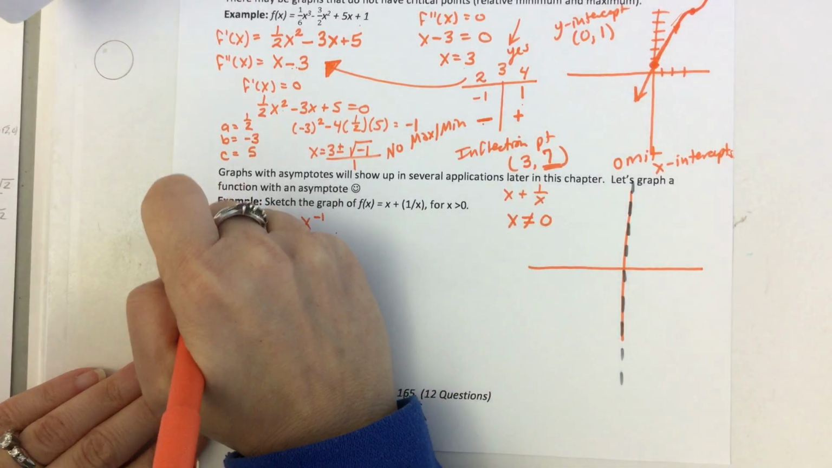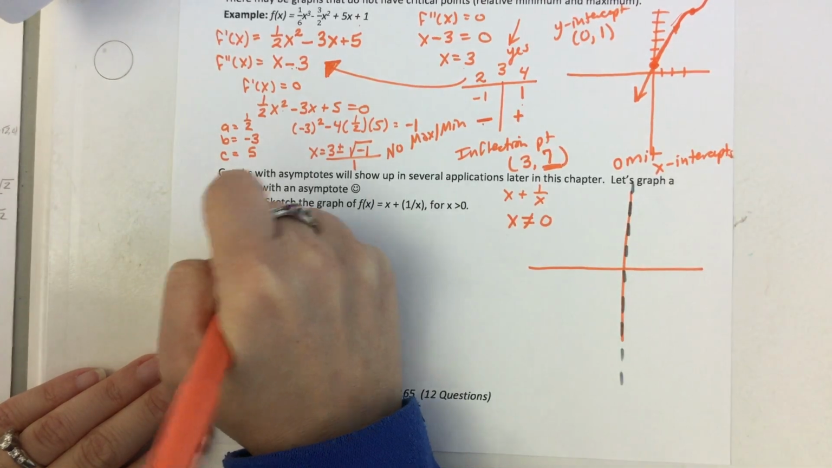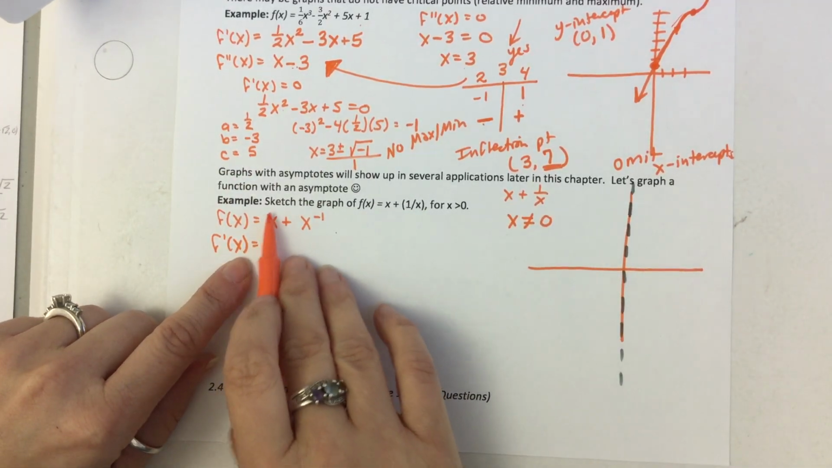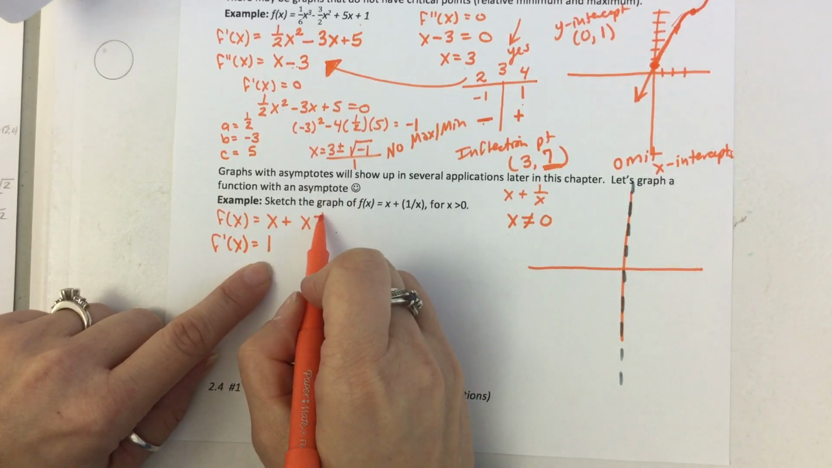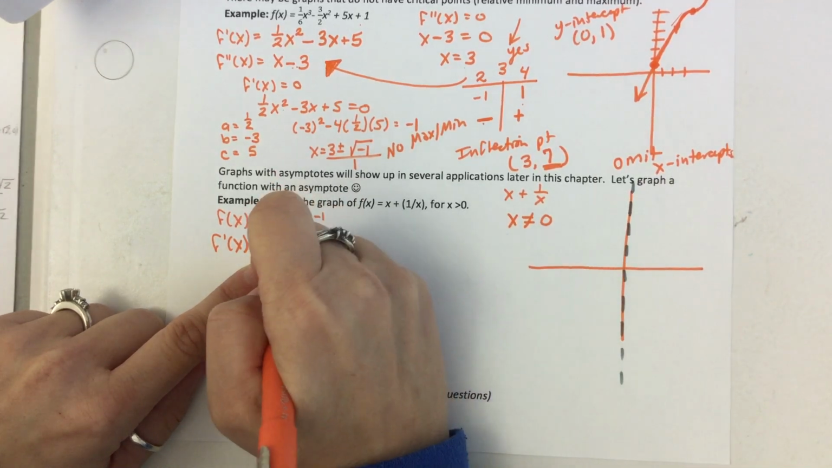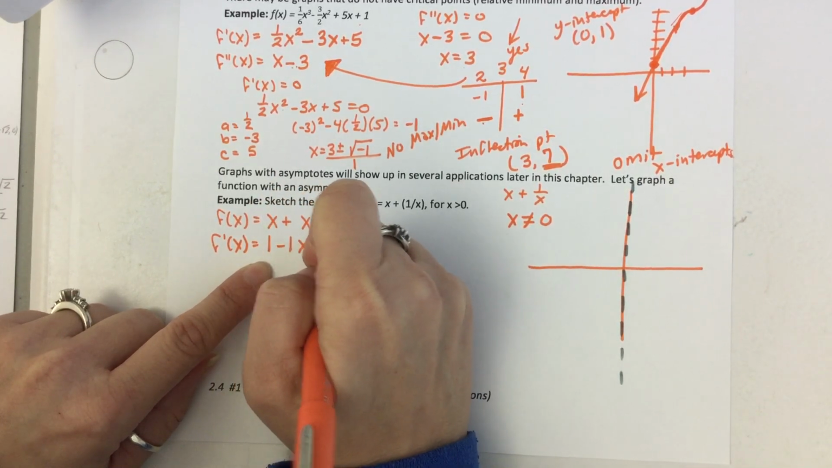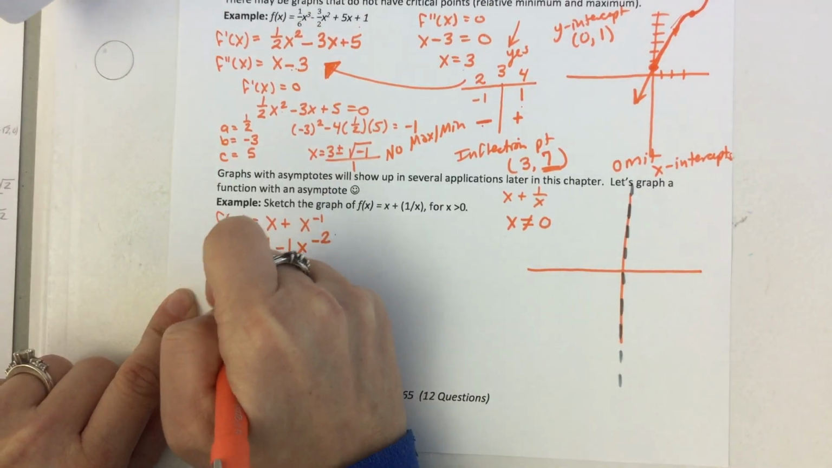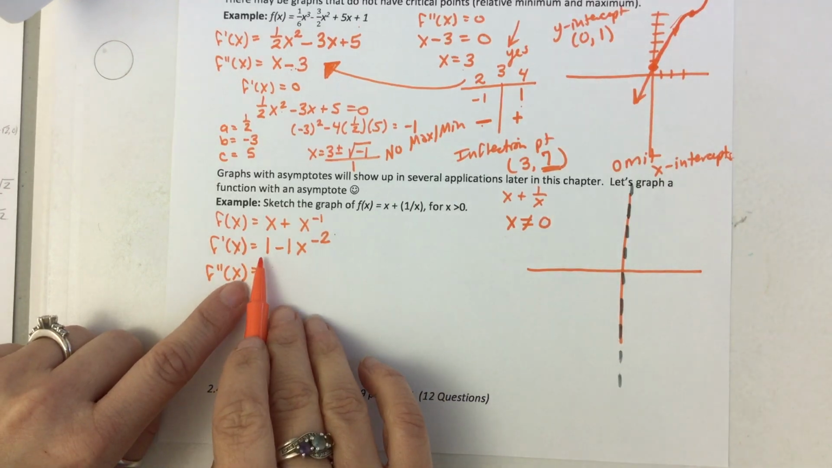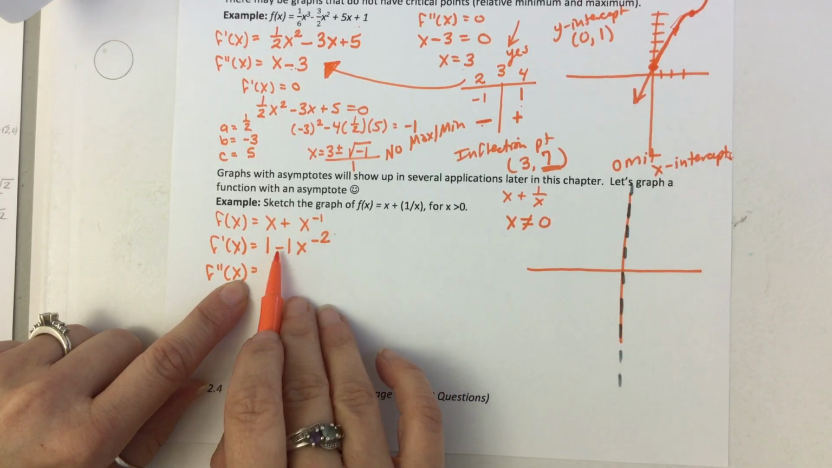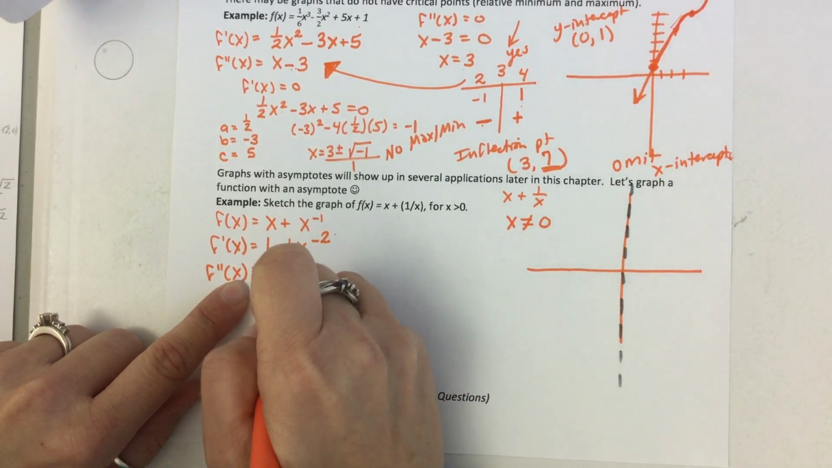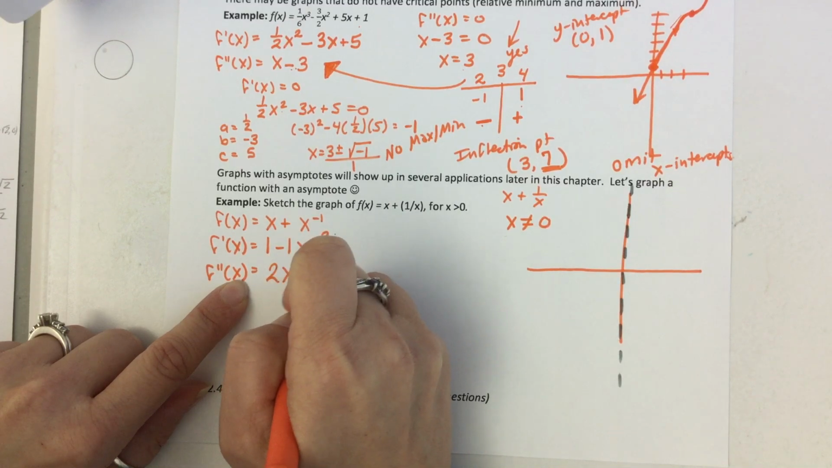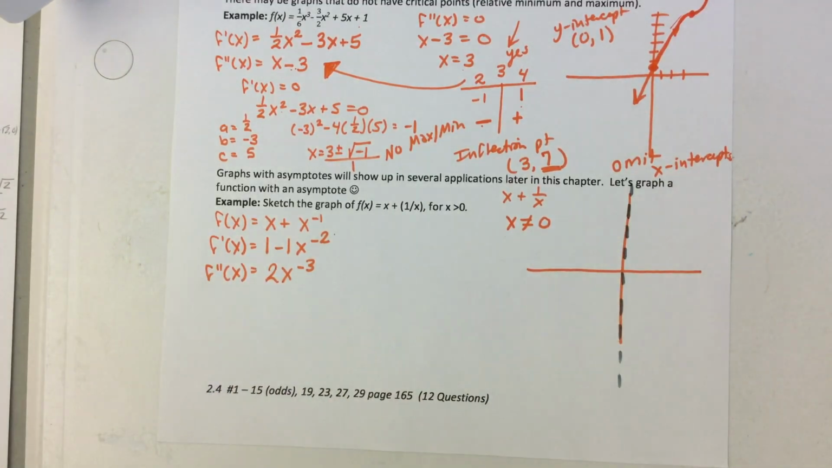Now let's go ahead and find some derivatives. Your first derivative: the derivative of x is 1. Here, I bring the negative 1 out front, keep the x, reduce the exponent. Your second derivative: the derivative of 1 is 0. Negative 2 times a negative 1 is 2. Keep the x, reduce the exponent. So I still found the first derivative and second derivative.